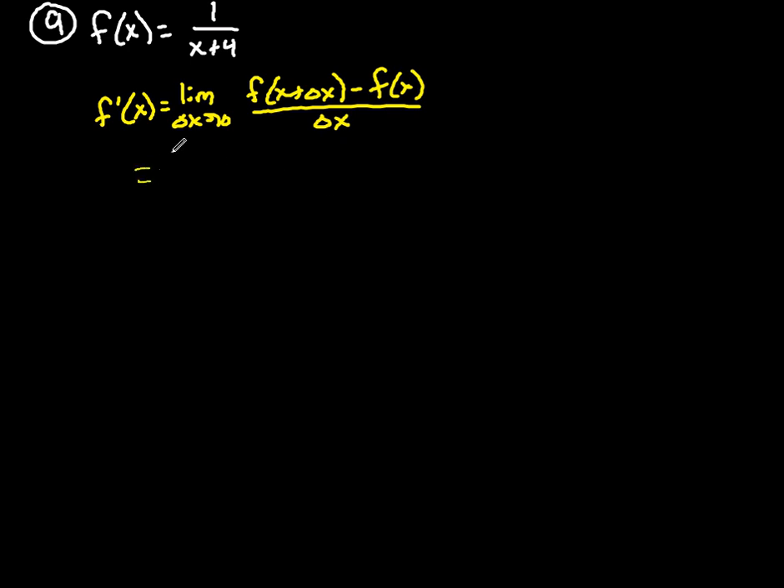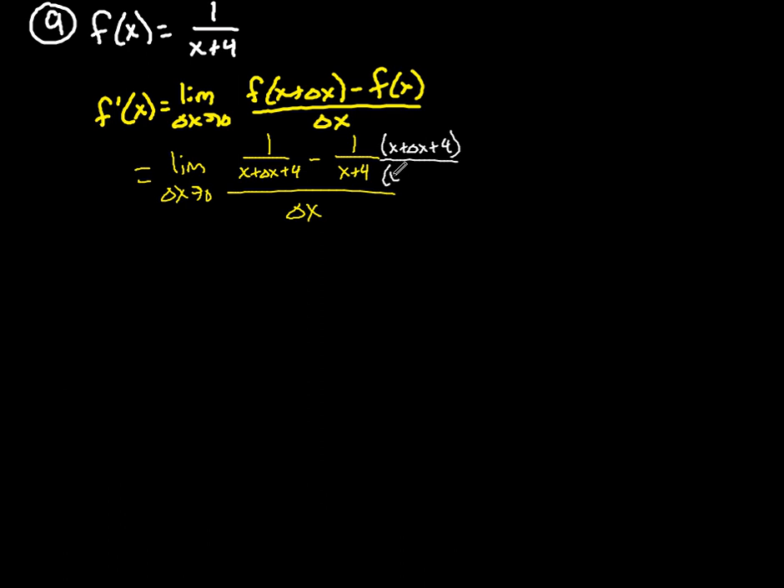So, limit as delta x approaches 0, I'm going to plug in x plus delta x, and then for this guy, it's just 1 over x plus 4 as it normally was, all over delta x. I need to make a common denominator. That means I need to multiply this guy by the first denominator on both the top and bottom. Again, I can only multiply and divide by 1. I can't do any more than that. And the same on this side. Multiply by x plus 4, multiply by x plus 4.